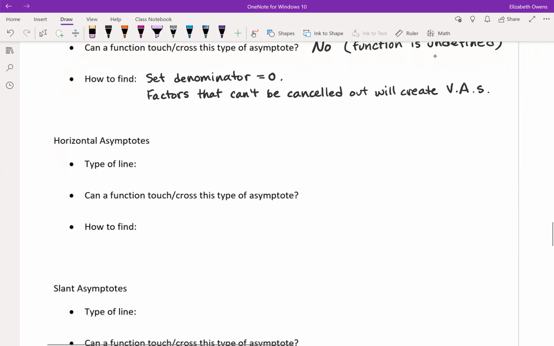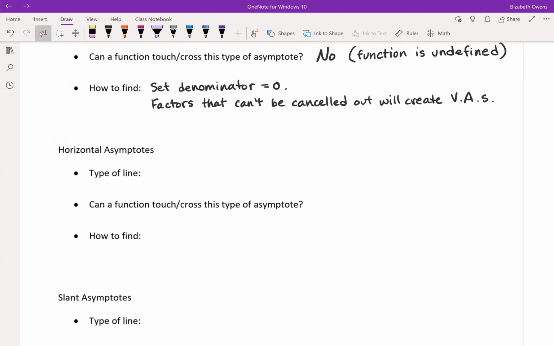All right, next type, horizontal asymptotes. And the type of line you're going to look at here is a horizontal line. Surprise. Okay, so horizontal lines will have equations of the type y equals something. All the y values are the same all the way across. We'll generically say y equals b. That would be how you write this type.